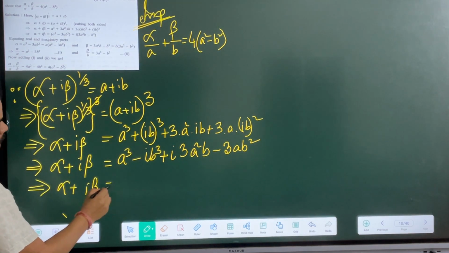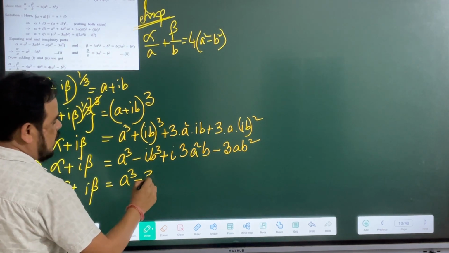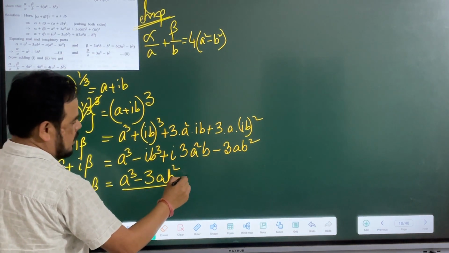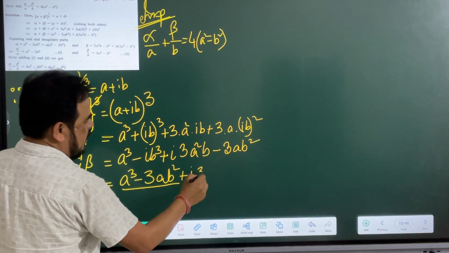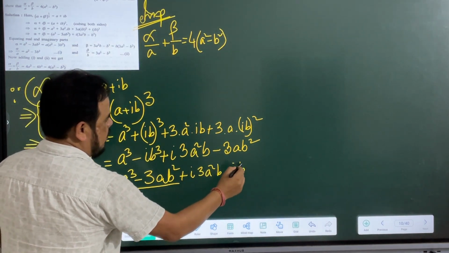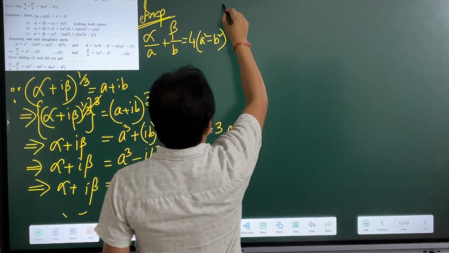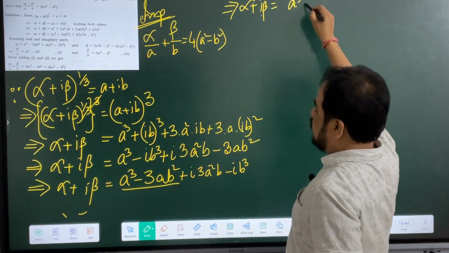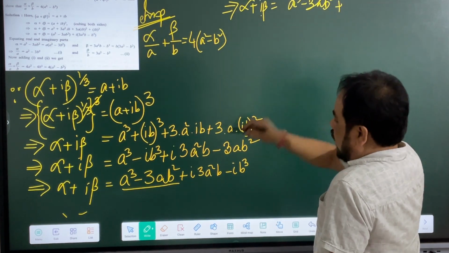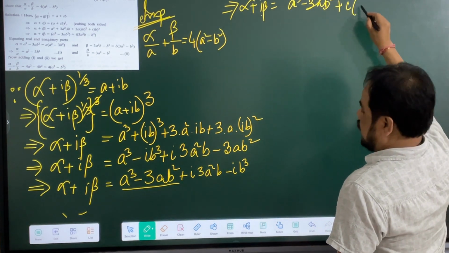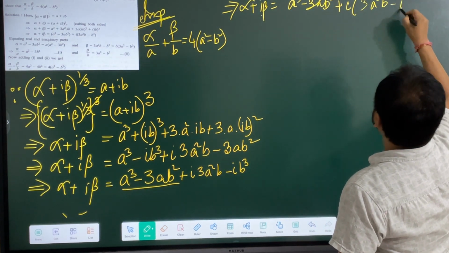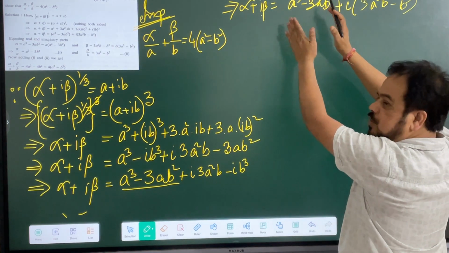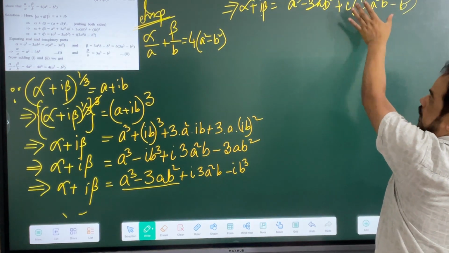Alpha plus i beta equals a cube minus 3ab square. This is the real part written together. Plus i times 3a square b minus b cube, taking i common in order to separate the real and imaginary parts. This is the real part, this is the imaginary part. That is our aim.